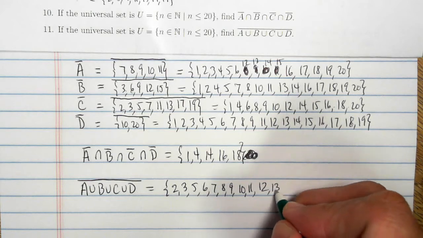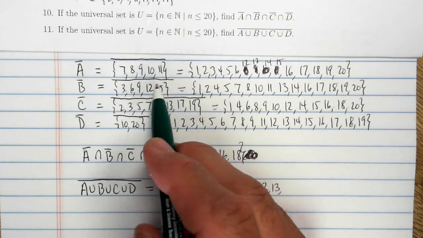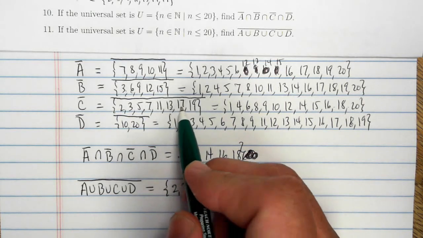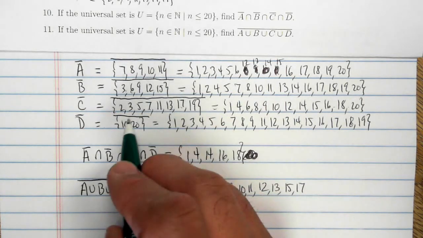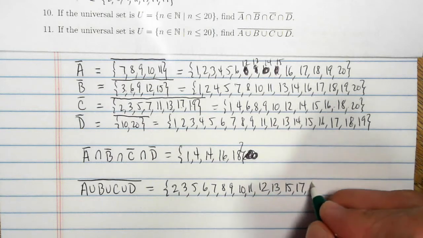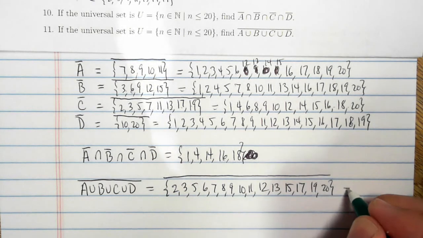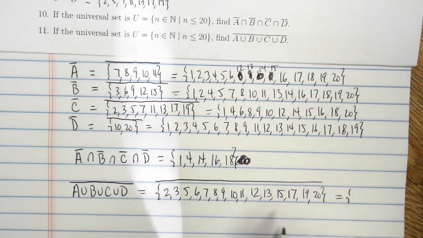13 isn't in at least one. 14 is not to be found. 15 isn't in at least one. 16 is not to be found. 17 is here. 18 is not to be found. 19 is there. And 20 is there. And I want the complement of this. So everything from 1 to 20 that isn't there.